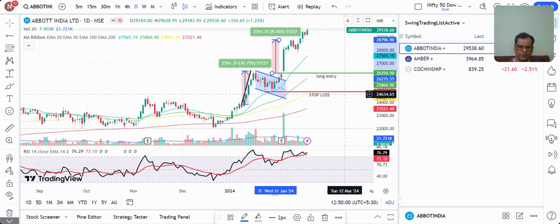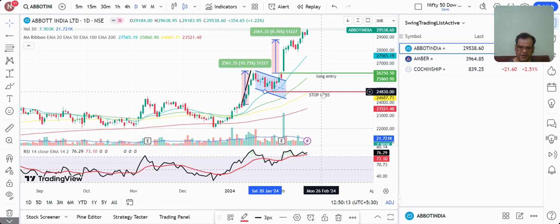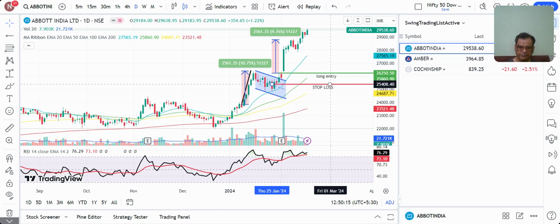Now, the stop loss basically, 24,830 and 26,250 is almost a 1,400 rupee stop loss. So if you decide that no, this is too much for me, I can't bear such a loss, you could keep it halfway in the flag. Your choice. There's no right or wrong.